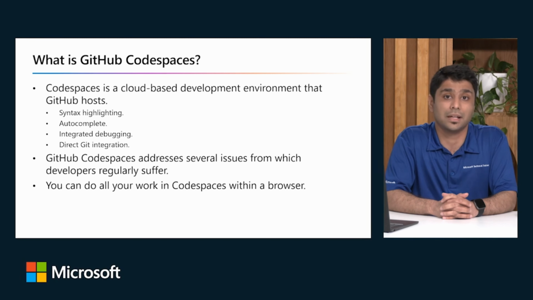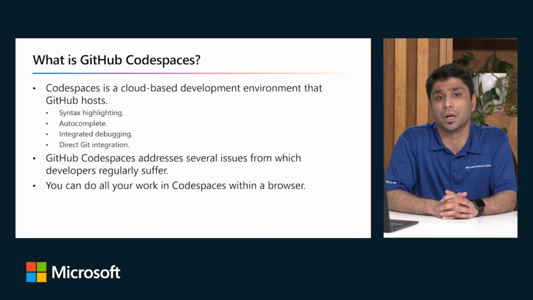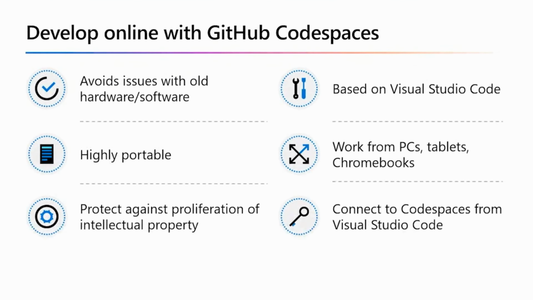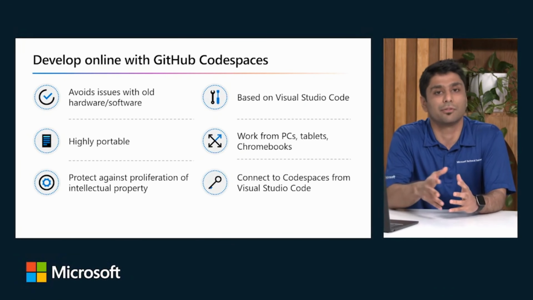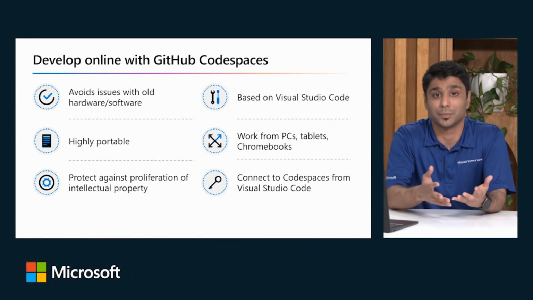It's basically cloud-based, so computing resources are allocated by GitHub. It has features like syntax highlighting, auto-completion, debugging, and Git interface. What you need to develop on local is all included. Now, GitHub Codespaces allow you to develop online. You can avoid any issues with old hardware or software. They're browser-based, so you can work on any OS, any device, anywhere with internet using a familiar UI based on VS Code. We'll talk more about VS Code in the following slides. It's portable as it's browser-based.